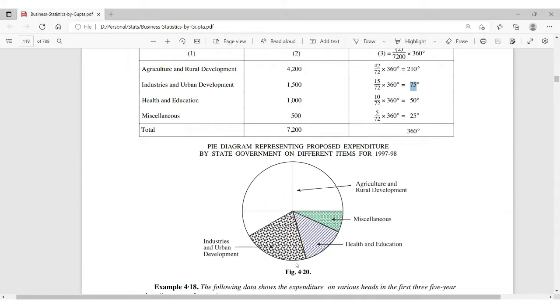Similarly, put the protractor here, next is 50, so draw the 50 degree angle. Similarly, the rest of the portion is automatically 25 degrees. Right? So we shaded all these parts differently so that we can segregate these things. This plain represents agriculture, this type of pattern is industry and urban, the straight line is health and education, and the cross line like this is miscellaneous.